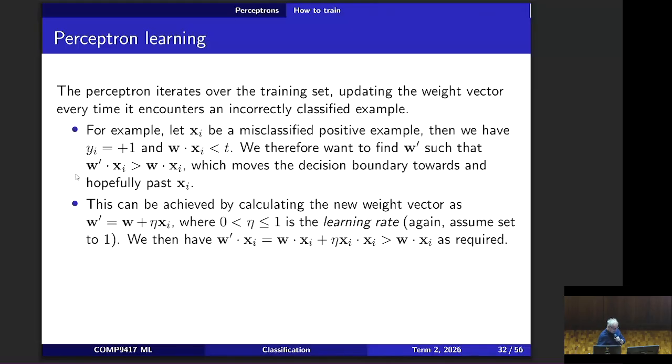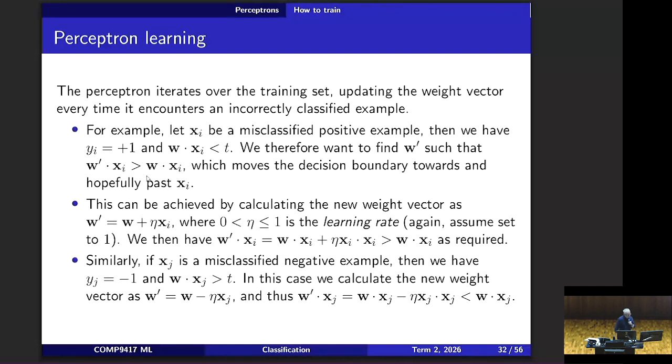We need to make W dot xi into a new weight vector that gives a larger value for the scalar product. Because it was a positive example, so the scalar product should have been above the threshold, but it was not. It was below the threshold, so we need to push it closer to the threshold. That's the idea. Or actually change the threshold. And the same argument essentially applies in the other direction.